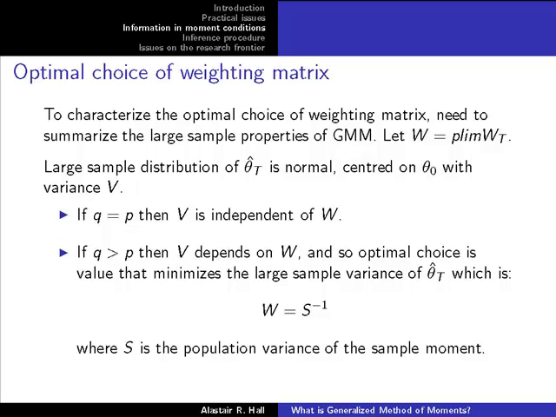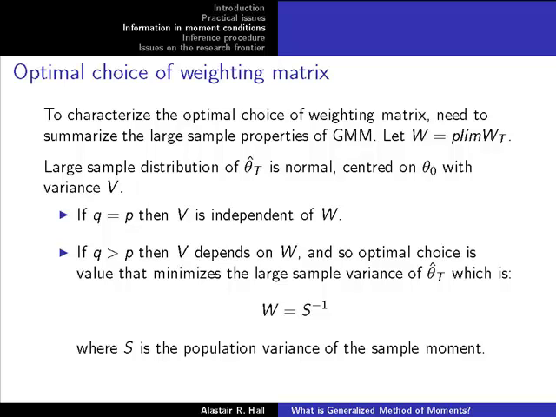Okay? And so we're going to term the optimal choice of weighting matrix, the one that will extract the most information for us, the one that minimizes the large sample variance of our estimator. Okay? The one that gives us the most precise estimates. Now that we can characterize in terms of population values, and it turns out to be the inverse of the population variance of the sample moment.